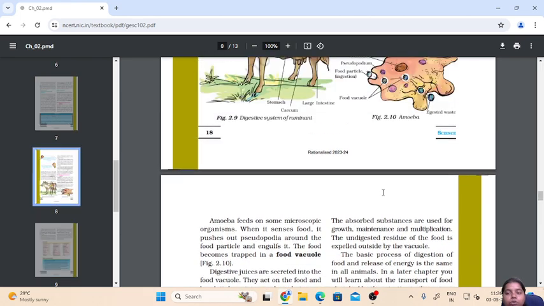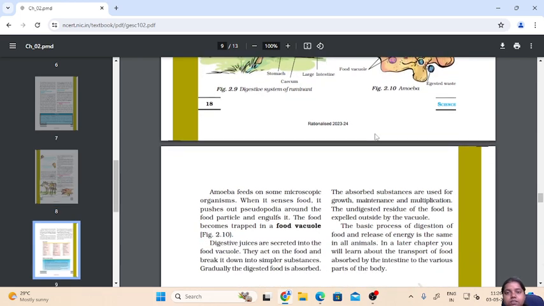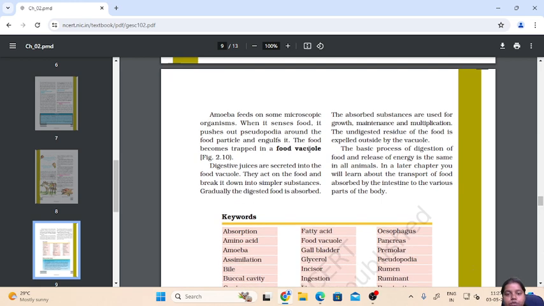If suppose there is food over here, this amoeba doesn't have hands or a mouth to take up the food. So it will push out its finger like projections, the pseudopodia, around that particular food particle. It will cover it completely, and then the amoeba will engulf it. Like this it will have its food, and the food becomes trapped inside the food vacuole.